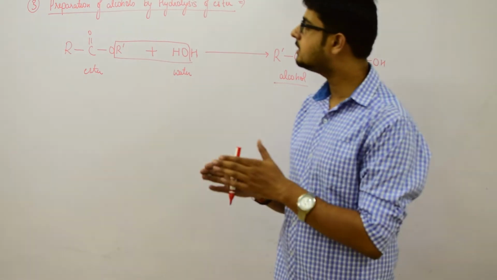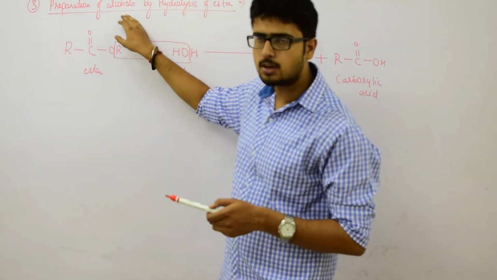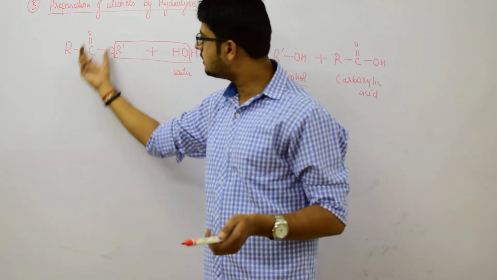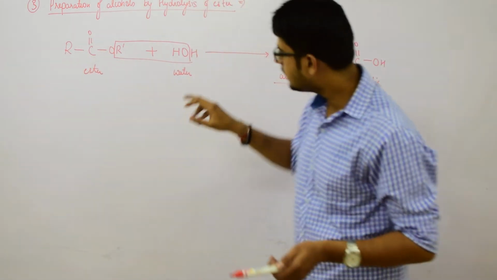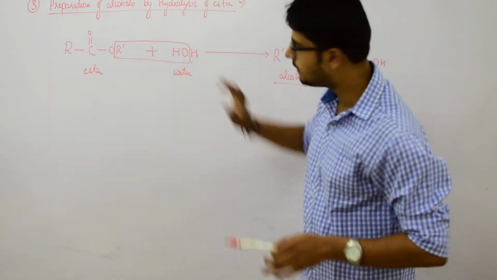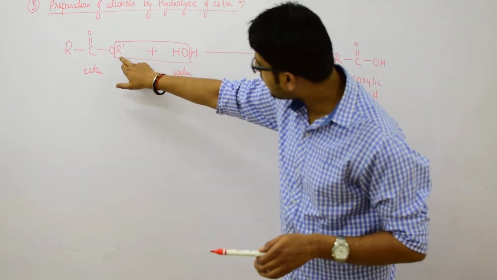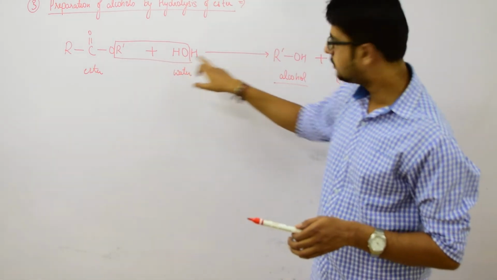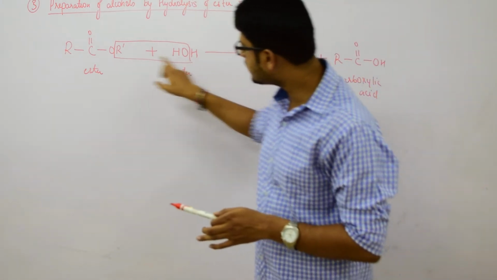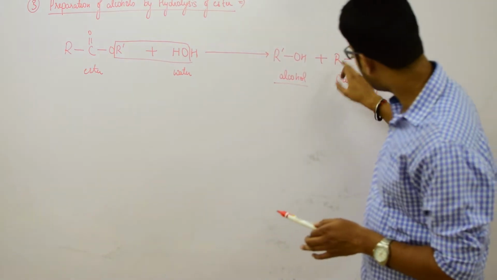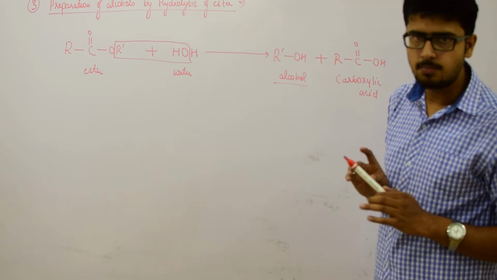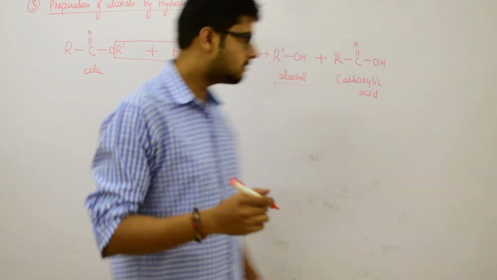So in the third method we discuss preparation of alcohol by hydrolysis of ester. This RC double bond OR dash is our ester, and we are hydrolyzing it with water, written in the form of HOH. So this R dash combines with this OH to form R dash OH, which is our alcohol, and this hydrogen combines with this oxygen atom to form RC double bond OH. This is our carboxylic acid. So let us take some examples of this.